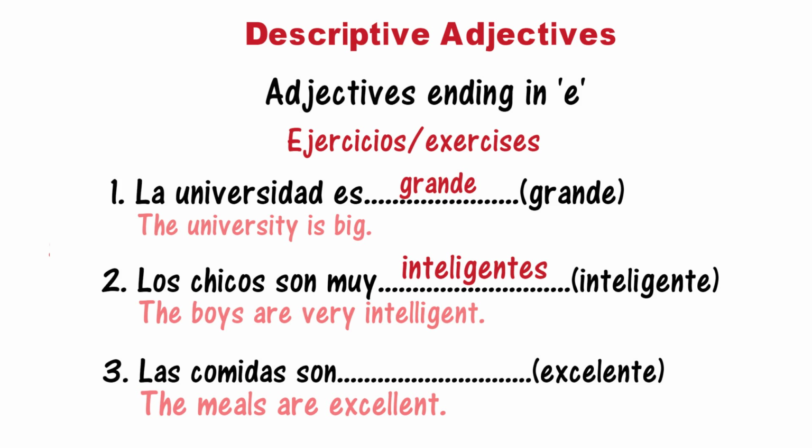And the last sentence, las comidas son, and our adjective is excelente. So the answer becomes las comidas son excelentes. Las comidas son excelentes. Over here too, we have the noun being plural, so you only add s to excelente, and it becomes excelentes. Las comidas son excelentes.